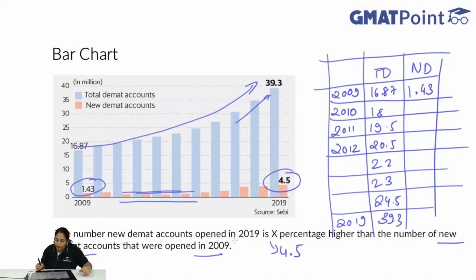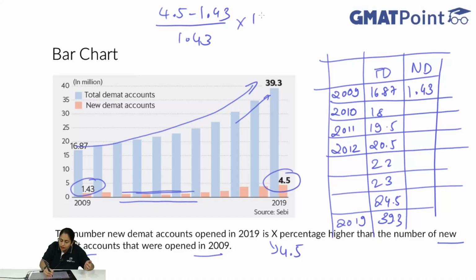So 4.5 is what percentage higher than 1.43? That would be (4.5 minus 1.43) divided by 1.43, times 100%. This is the percentage increase. So this will be 3.07 divided by 1.43, times 100%.